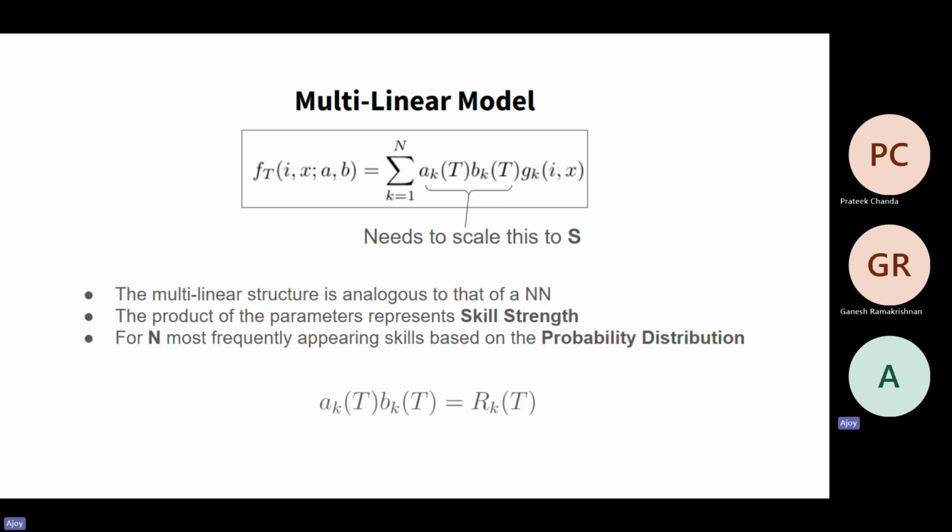So basically the whole point of having AK, BK is to represent something similar to the structure layer of a neuron because they're trying to compare it to a two-layered neuron. Now, AK and BK need to map to S. It needs to learn how to reach S because the advantage that this has over the neural network is that it has the basis function. The neural network will not be provided. Now, N is the top most frequently appearing skills, which comes from the corpus distribution.